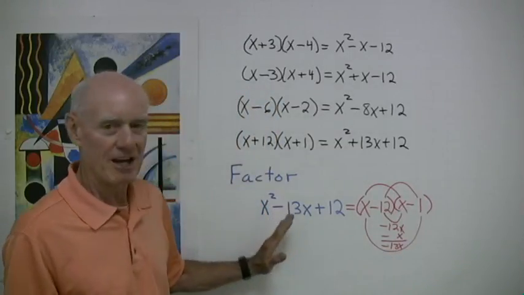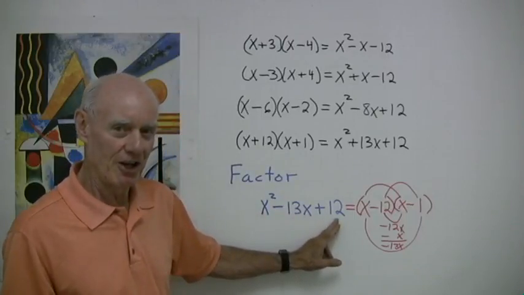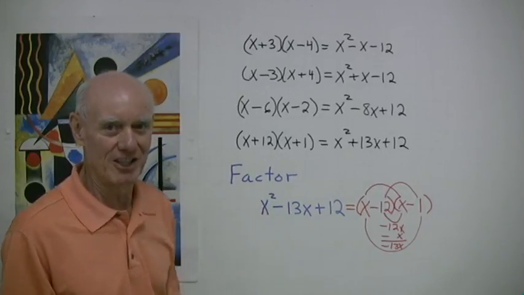So that's the kind of factoring that we're going to do in this section. We're going to do trinomials, but one thing they'll all have in common is that the leading coefficient is 1. That makes things a little easier for us.